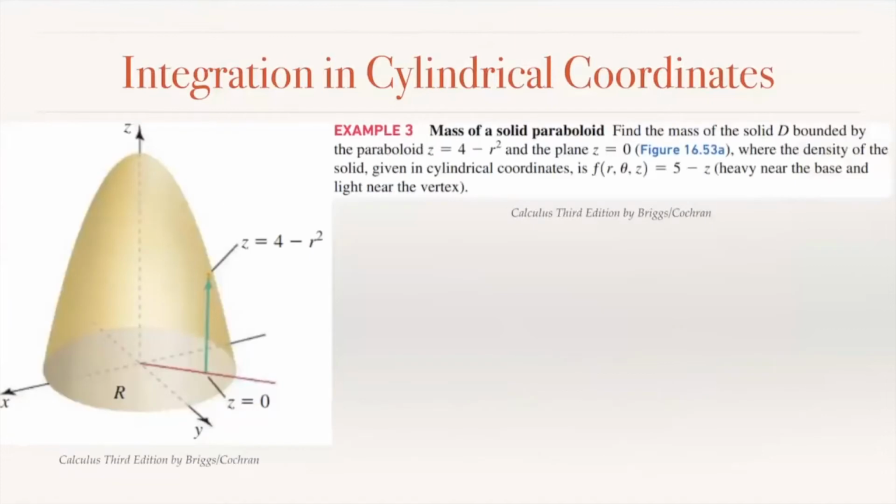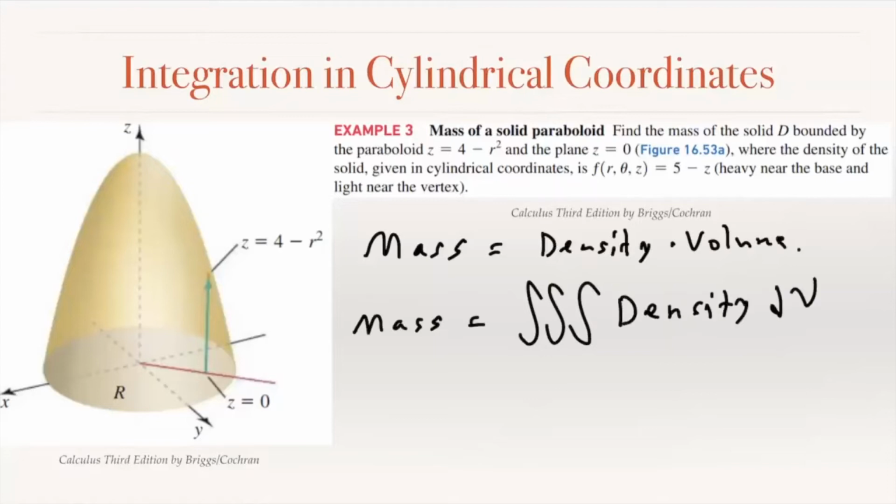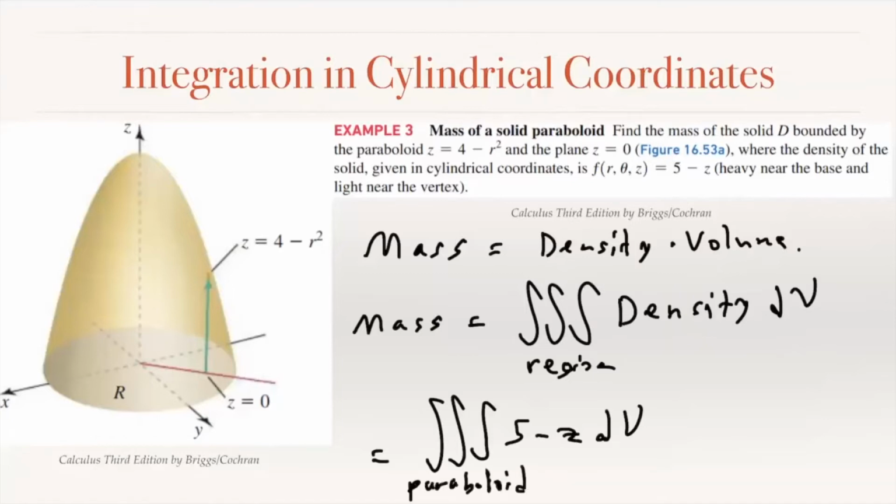Let's do an example. So say we have a paraboloid, this paraboloid, and we have a variable density within it. The density is given by 5 minus z. Let's find the mass. So we know that the mass, that's density times volume, and therefore total mass will be the triple integral of density dv over the region, whatever it is, in this case, this region. So what we want here is the triple integral of 5 minus z dv over this paraboloid. Okay, we need to find the bounds here.